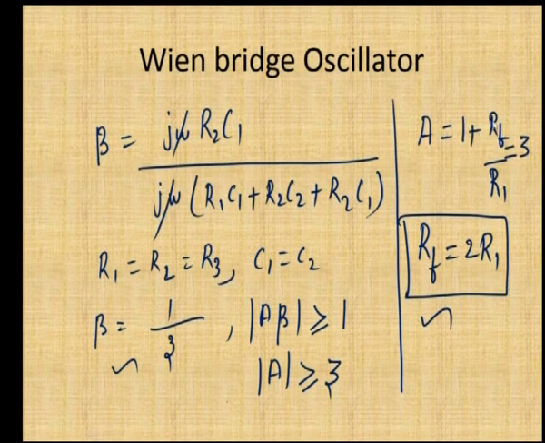It is A is equal to 1 plus Rf by R1 is equal to 3. So, Rf is equal to 2 R1. This is the value of the gain term of the Wien bridge oscillator using an operational amplifier. But this beta and frequency of oscillation is always common whatever the amplifier used, whether it may be a BJT or a FET or an operational amplifier.